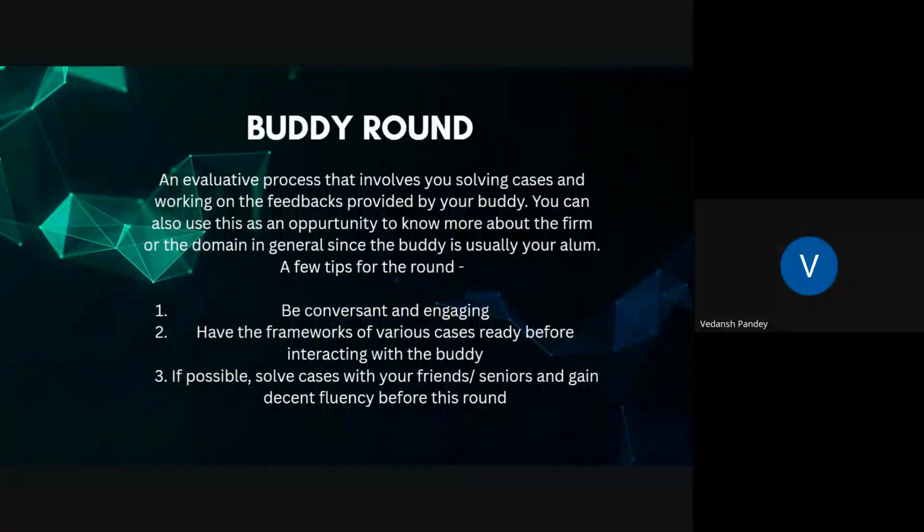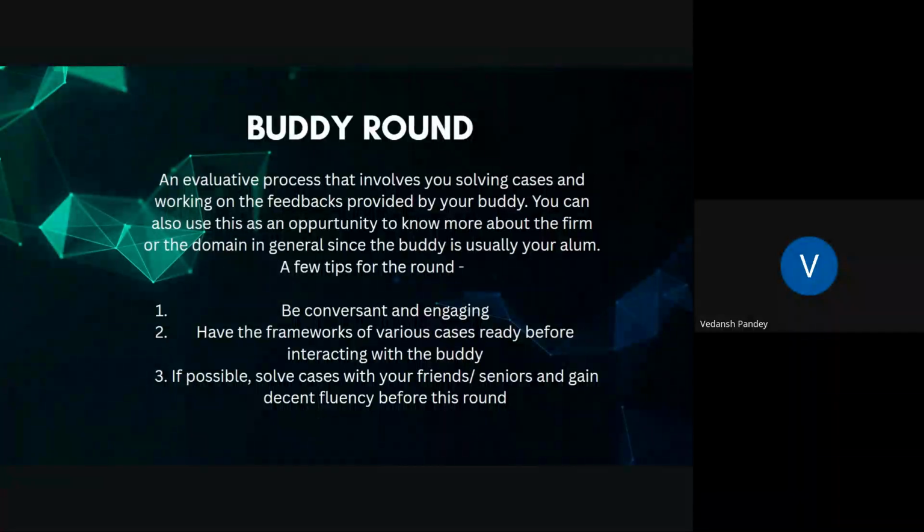This is definitely evaluative, but it's not just evaluative. Since the person is an alum from the same institute, you get a great opportunity to know more about the role, or the firm. You have a pep talk in general, wherein the alum recalls his days at IIT Kanpur. And then you obviously solve cases with the allotted buddy.